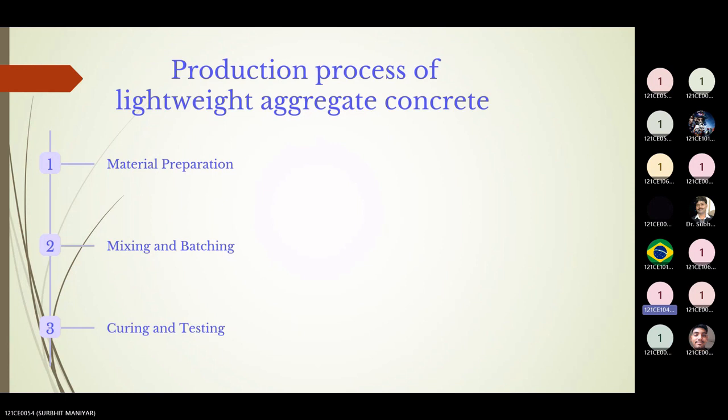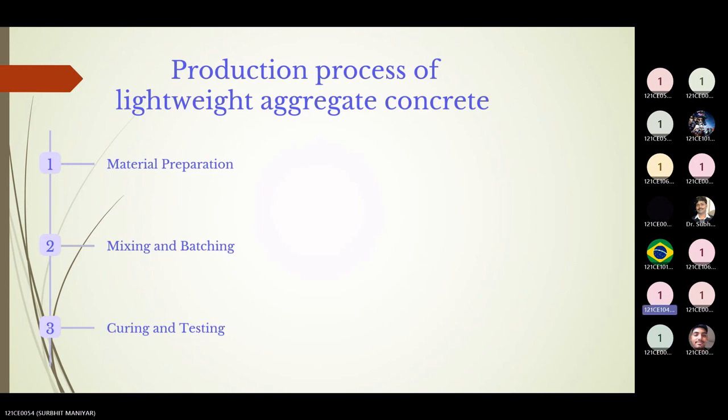So the three components of lightweight aggregate concrete: first, the material required for the preparation. We generally use different types of lightweight aggregates, that is clay, shale, and also, particularly, oil palm shells are majorly used, and slag is also used.